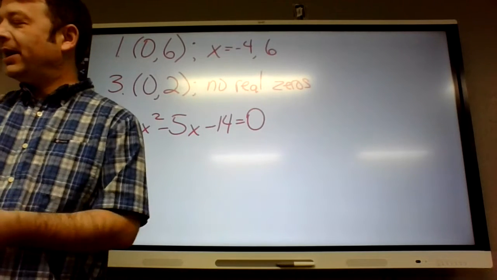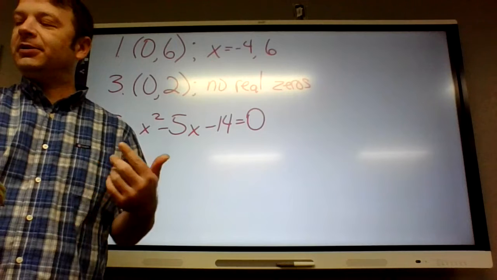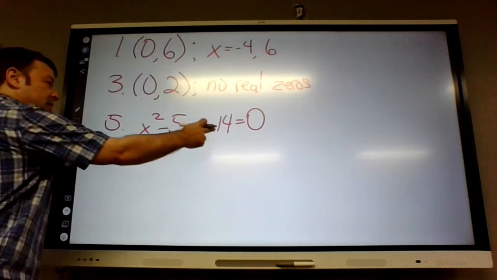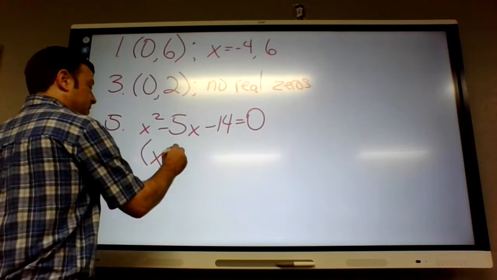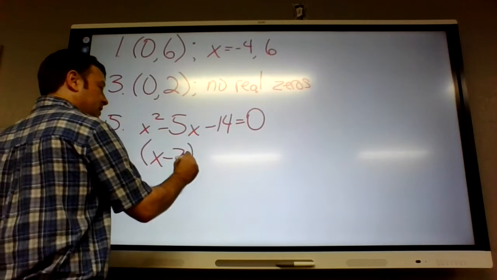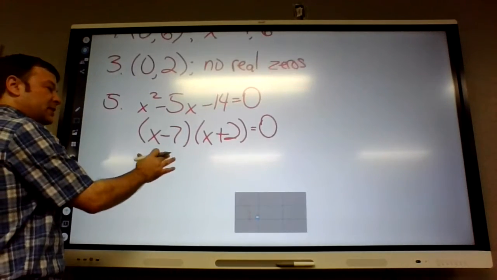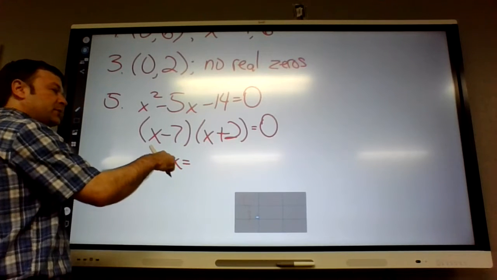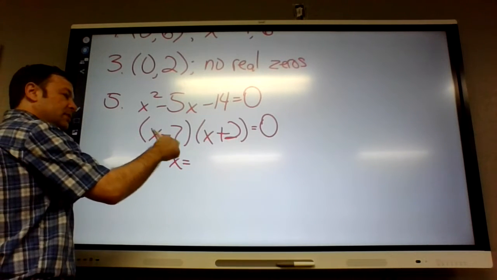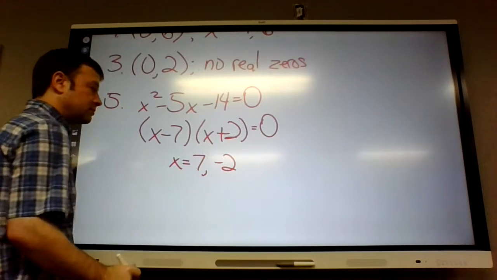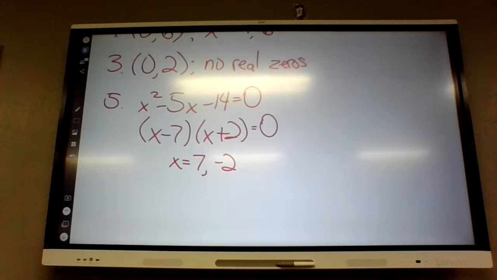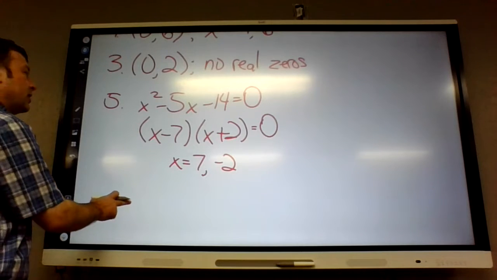Okay, anyways, number 5, it does factor, because what goes into -14? -7 and 2. That adds up to -5. But remember, after you factor, that's not the answer exactly. You have to say what x values make this equal to 0. 7 and -2. So really this is kind of like a review from last chapter. Now, if we're graphing it, which we're going to do later, those would be the x-intercepts.